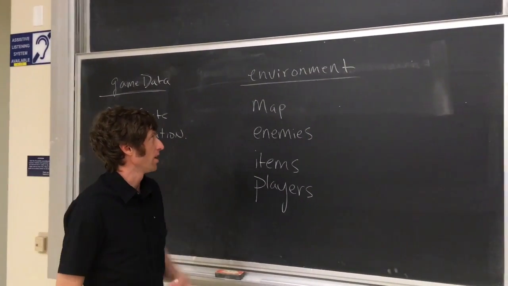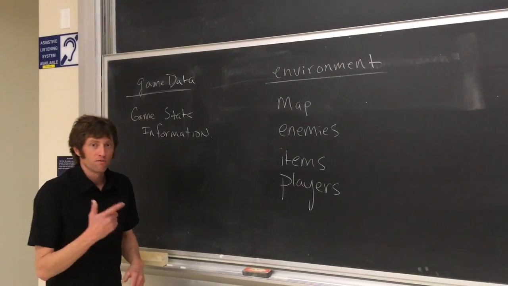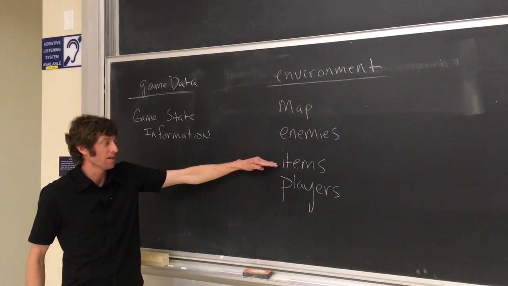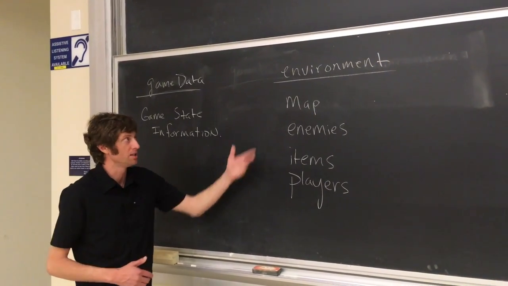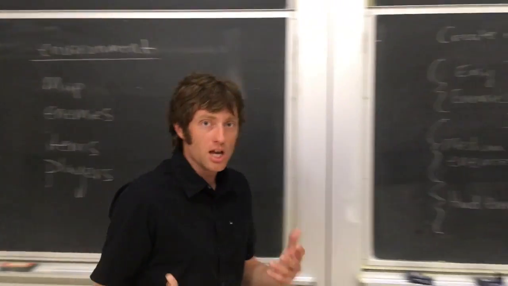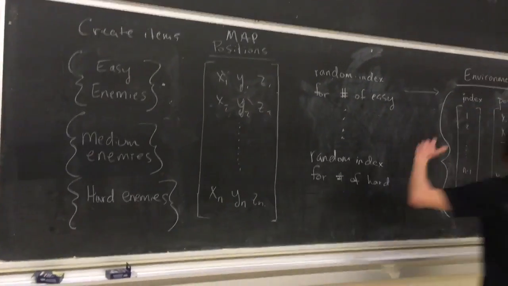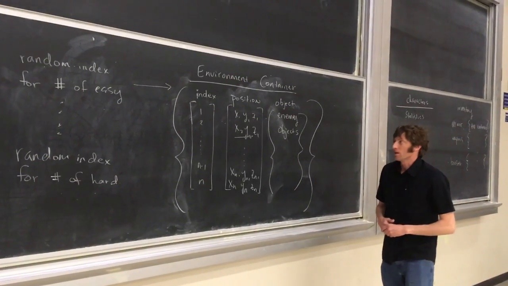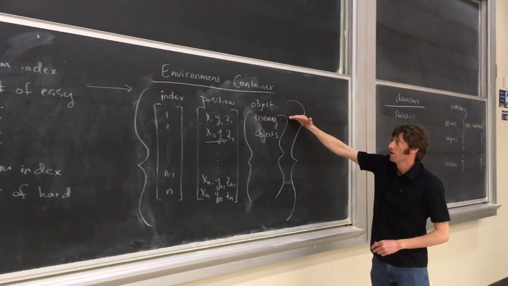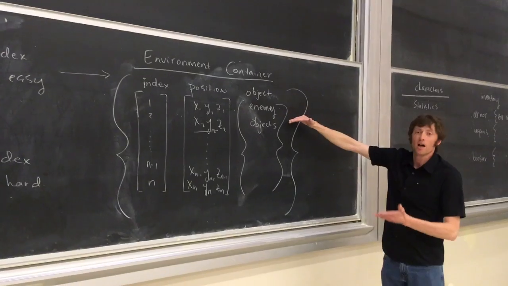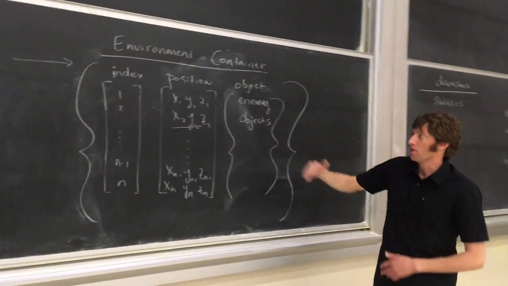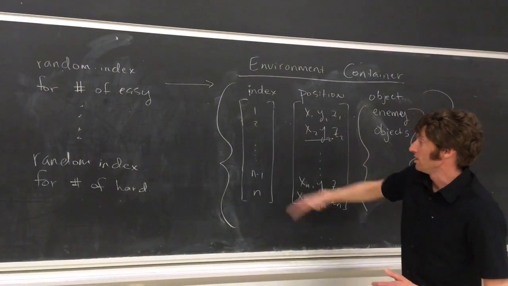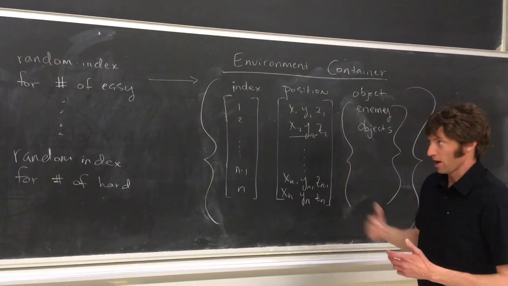The next major variable that we have is the environment variable. The environment variable is made up of the actual map, the enemies, the items, and the players. I'm going to detail these here in just a second. In the environment, we store all these objects that we've used in the game in what we call the environment container. The environment container is made up of the object itself, which is an enemy, a character, or an item. Then we have an associated position with that in the map. And then we have an index here for ease of access into this environment container.